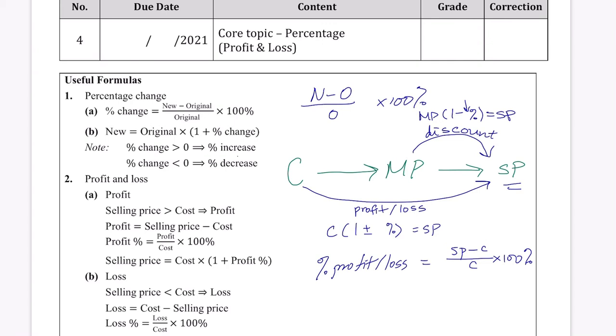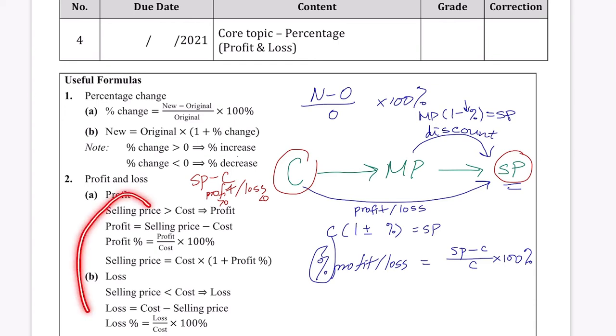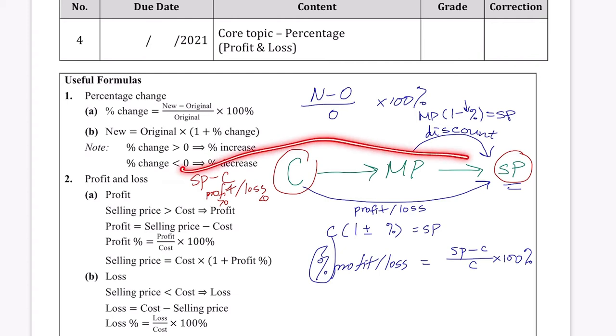How about if you just have to find the profit, not the percentage this time? Then it's the easiest one. Just selling price minus cost. If your answer is positive, it's a profit, and if your answer is negative, it's a loss. Just be careful about when it is positive and when it is negative. The notes here have many details, but it's basically talking about this. When it's negative, it's a loss. When it's positive, it's a profit.